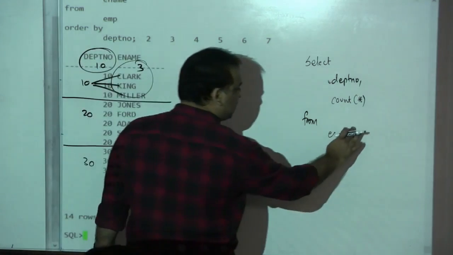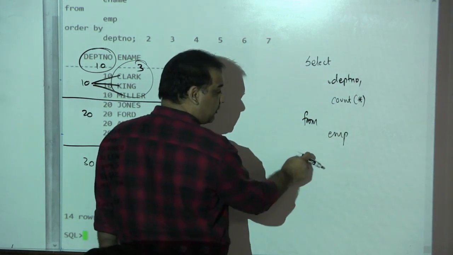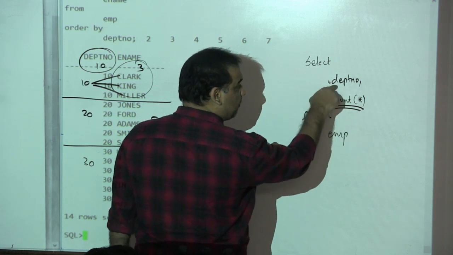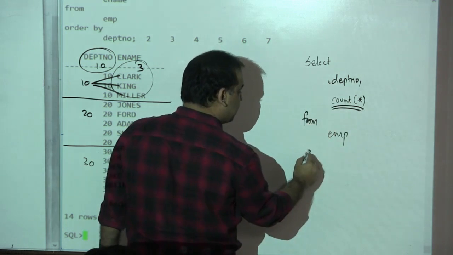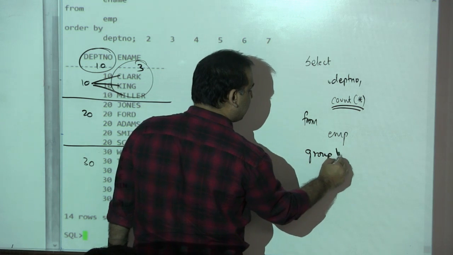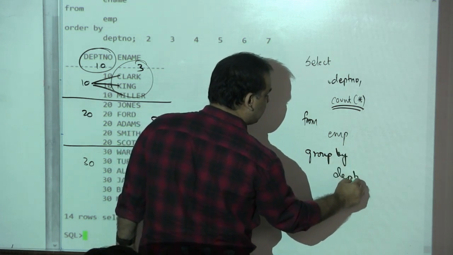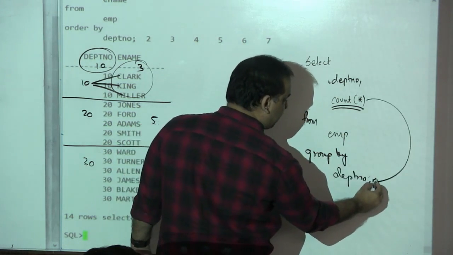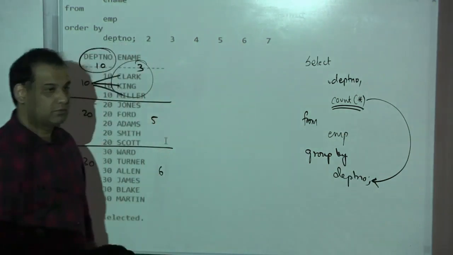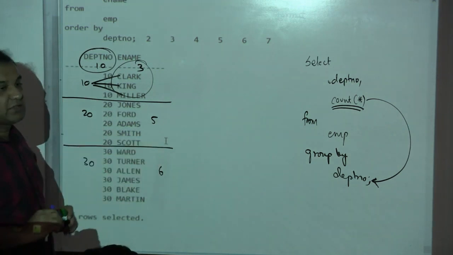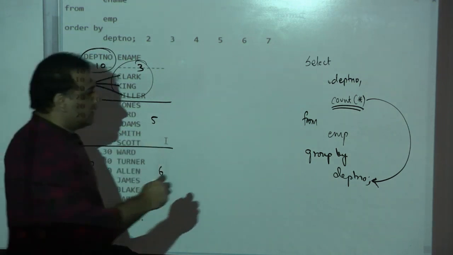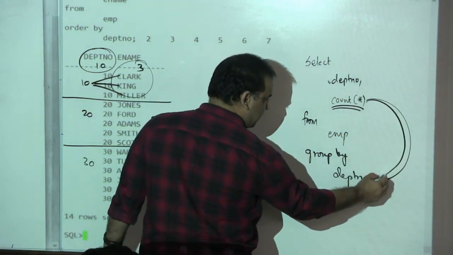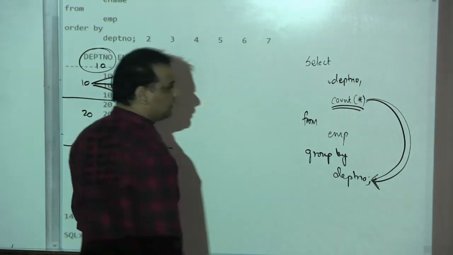So here I will say from EMP, now we are introducing something new. We are saying, I want you to use this function. However, the group by should be by the department number. So here I will say group by department number. So whenever you are using the count function, always group it by the department number. So count by this group, right? Count, you run this function based on the value of what you are grouping by this one.